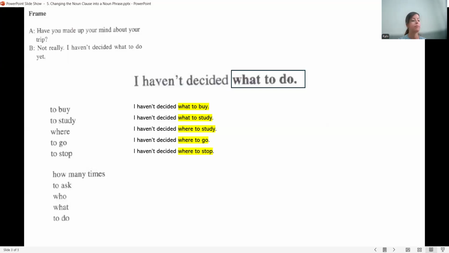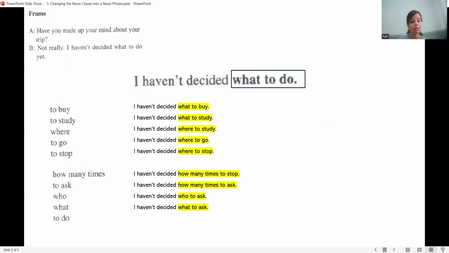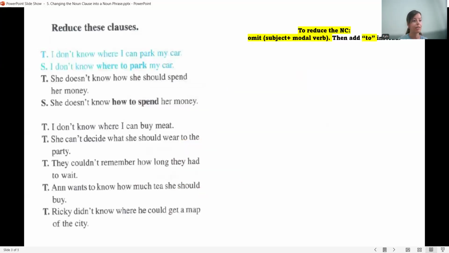How many times? I haven't decided how many times to stop. To ask. I haven't decided how many times to ask. Who? I haven't decided who to ask. What? I haven't decided what to ask. To do. I haven't decided what to do. As you see, this one is very easy.